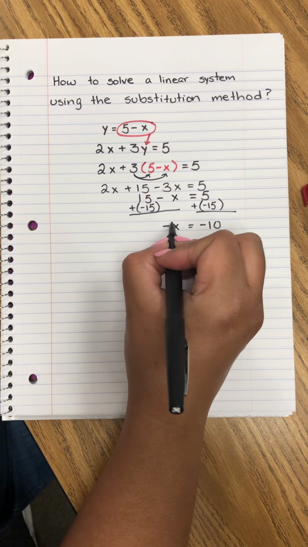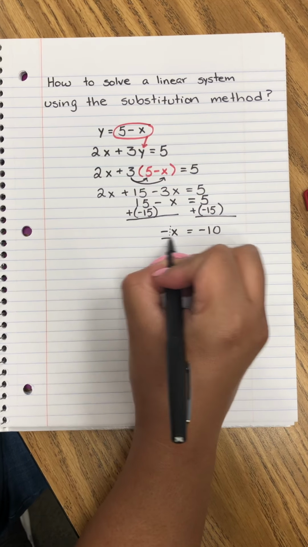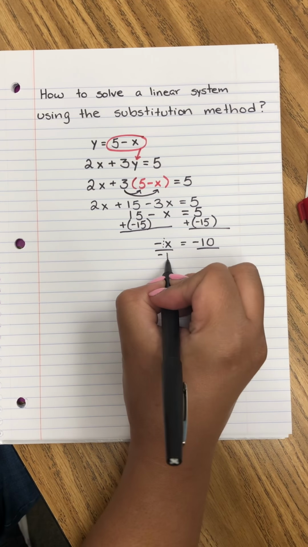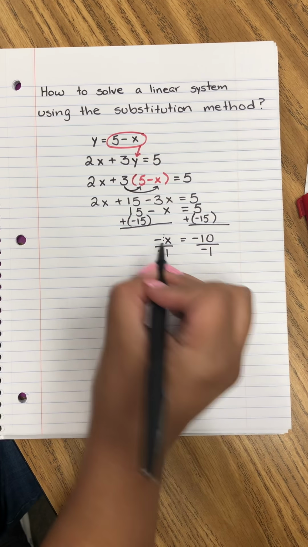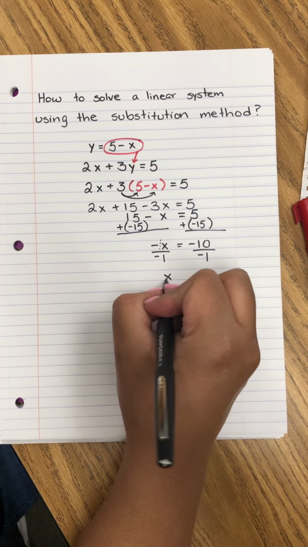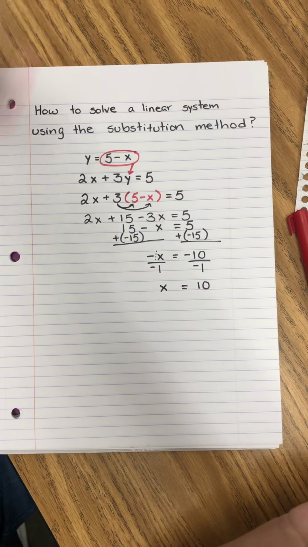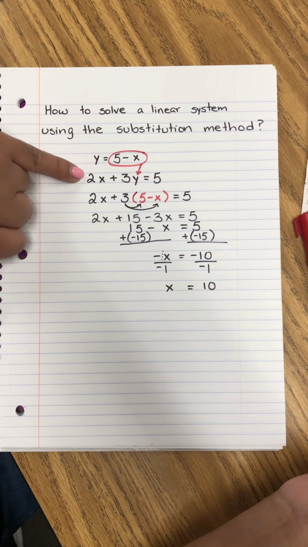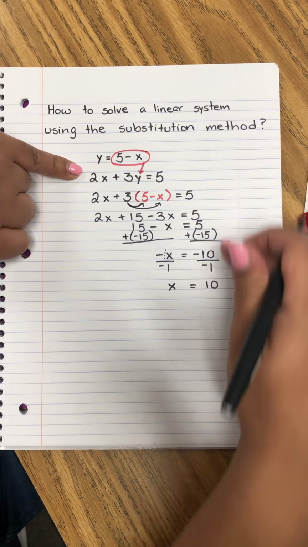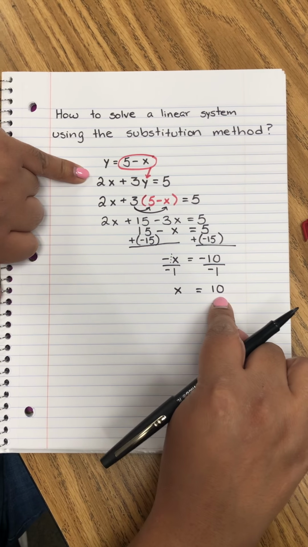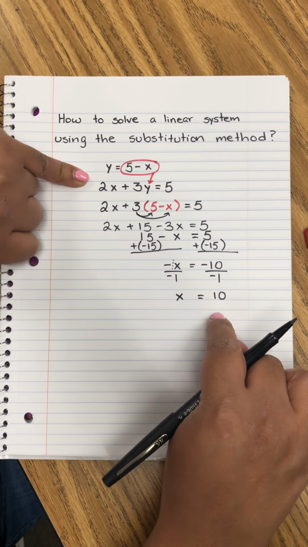So what's in front of the x? An invisible negative 1. So I'm going to divide by a negative 1 on both sides, since negative 1 is the coefficient. And x equals positive 10. Now, I started with two equations, two variables. So far, I have only solved for one variable. So I'm still missing to solve for y.